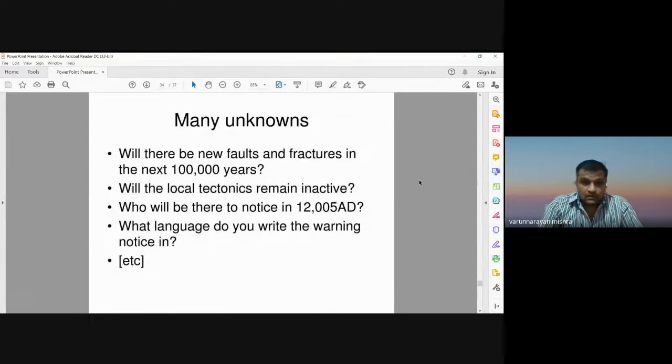Okay, will there be new faults and fractures? These factors are also important to take care of, and you should know how many faults and fractures will be in that area in the next few years. Will the local tectonics remain inactive? Who will be there in that area, and in what languages do you write the warning notice? There are other geological factors that can also be taken into consideration during the decision making process of the disposal of radioactive waste.